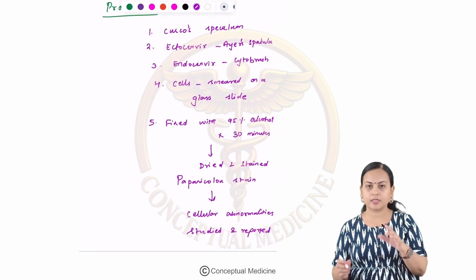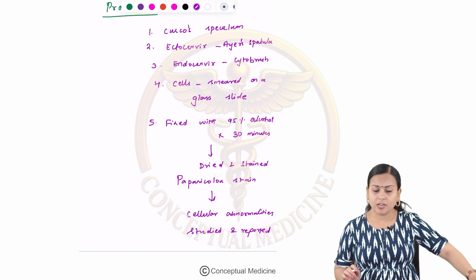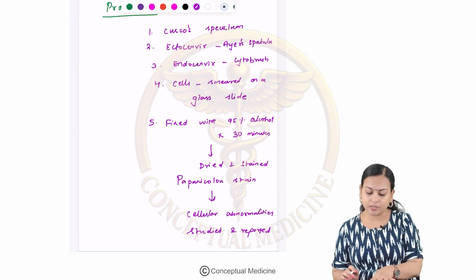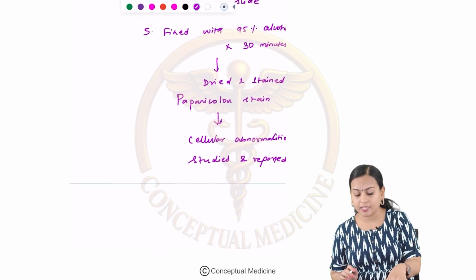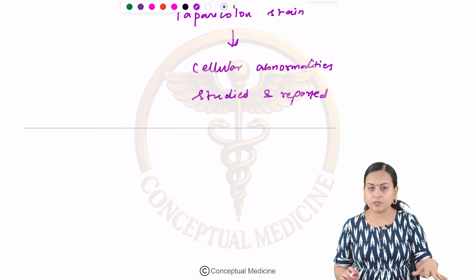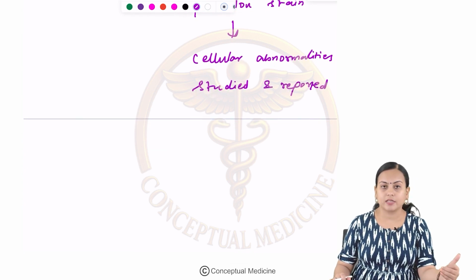Okay. So, we will use this Cusco's speculum. For the ectocervix, we will be using Ayre's spatula, and for the endocervix, we will be using the cytobrush, and the cells will be smeared on a glass slide, and it will be fixed with 95% alcohol for 30 minutes, and it will be dried and stained, and by using Papanicolaou stain, you will be able to find the cellular abnormalities that will be studied and reported.